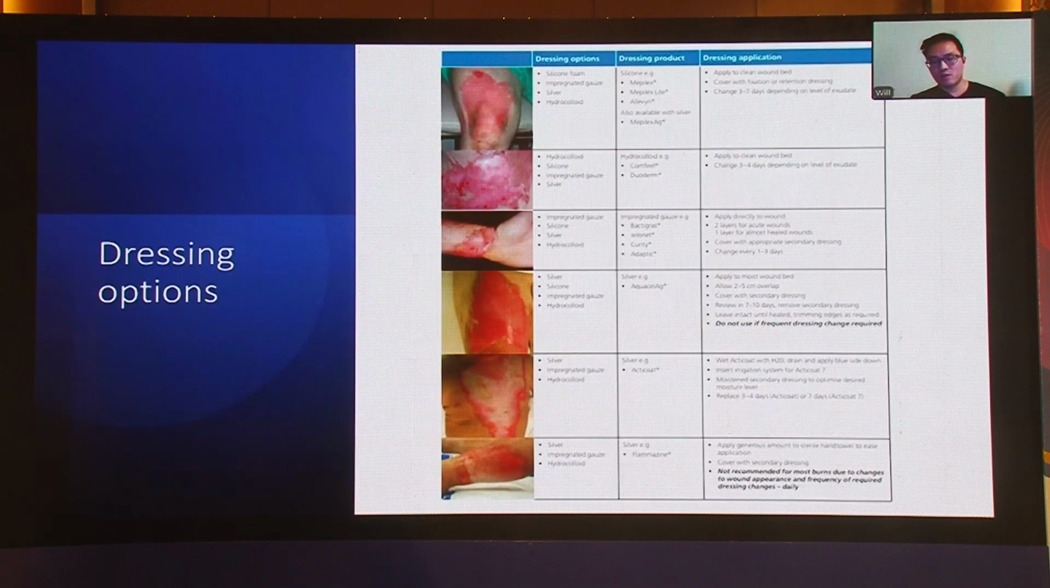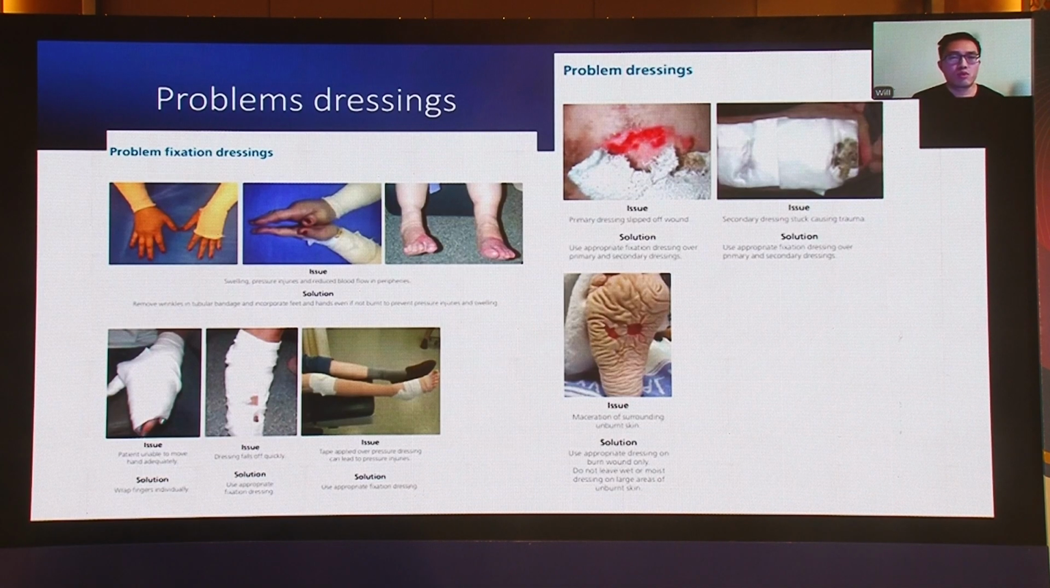So these are just some of the general dressing options that might be available, which can include silicone dressing, hydrochloride, zinc, silver. It really also depends on the type of burns they sustained. And in terms of the dressings, this will vary from place to place as well. So just going to show you some pictures of problem dressings.